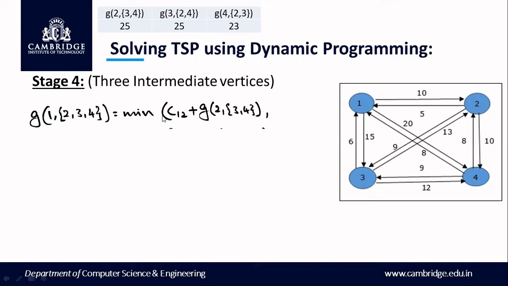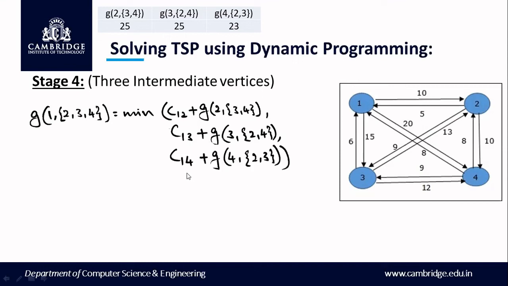So that is given as the minimum of the cost of connectivity from 1 to 2 plus the shortest path from 2 to destination via the remaining vertices, that is 3 and 4. Same way, the cost of connectivity from vertex 1 to 3 plus the shortest path from 3 via the remaining vertices before it can reach its destination, that is 2 and 4. Same way, the cost of connectivity from 1 to 4 plus the shortest path from 4 to destination via the remaining vertices, that is 2 and 3.